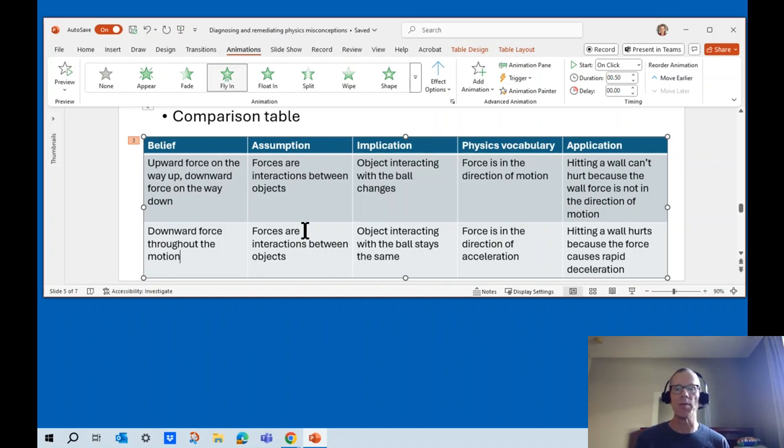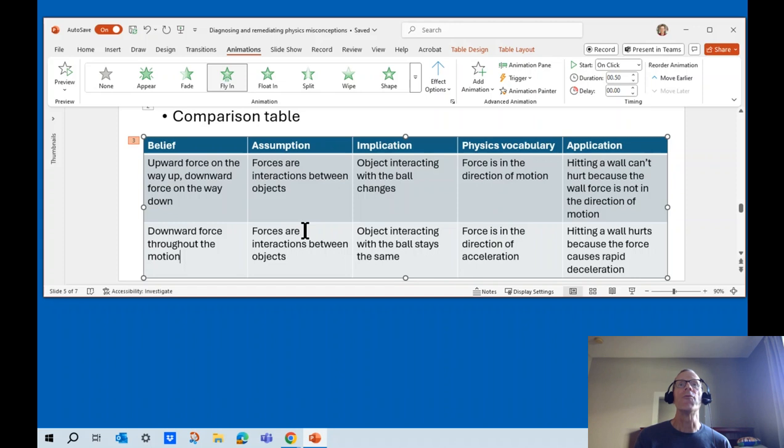Forces are interactions between objects. But now the rest of the table is going to be different. So what's the implication here? If the forces are interactions between objects and the force changes on the way up and the way down, then the object interacting with the ball changes. Either it changes to a different object or something fundamentally changes about that object, because the ball's not changing. The ball's just being the ball.